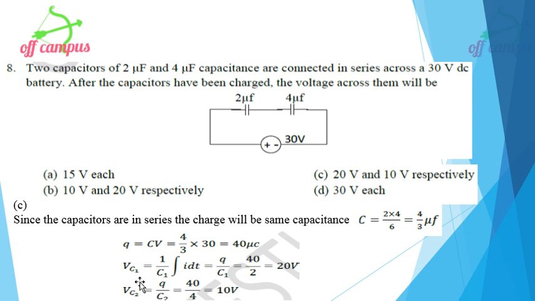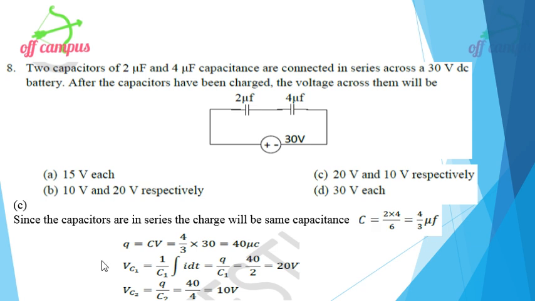So, VC1 equal to, this is a general formula, or we can write VC1 from this formula. V equal to, for voltage drop across the capacitor 1. So, VC1 equal to Q by C1, Q by C1 for 40 divided by 2. So, 20 volt. Again VC2 equal to Q by C2. Q is same, 40 divided by C2 equal to 4 equal to 10 volt. So, 20 volt and 10 volt. Option C is the right option for this problem.